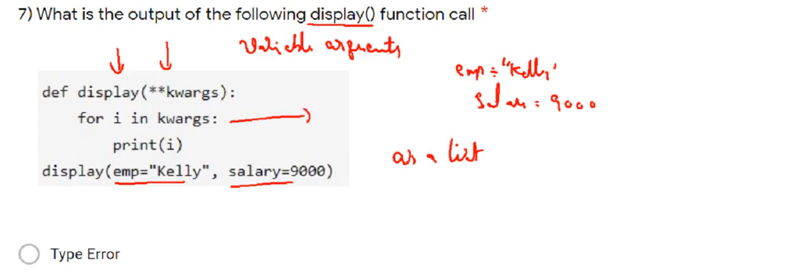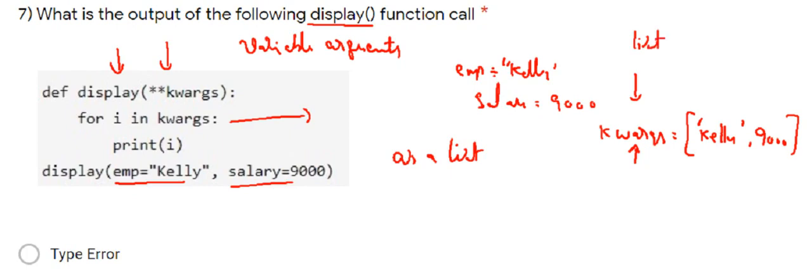Now in that list, what is there? Kelly and salary 9,000. This was stored in this variable args, in the form of a list. Now if you want to print, you are taking each and every value. For i in the keyword arguments, what is the first value of i? Kelly. Now that Kelly you want to print.